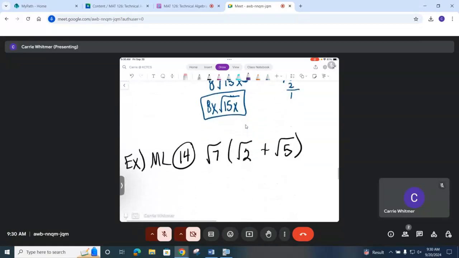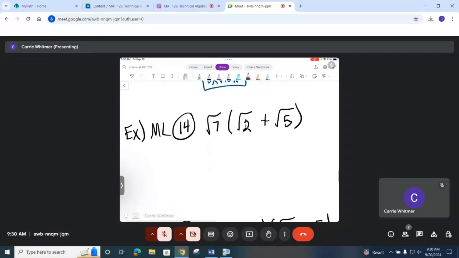Okay, next, we're still multiplying, but you can see the problem looks a little different. This time we have a number in front of the parentheses. So what do we usually do when we have a number in front like that? Yeah, use the distributive property since we have addition right here. So radical 7 times radical 2. Well, both of those are under a square root, so I can multiply those together to get radical 14. Then I'm going to add, and what's radical 7 times radical 5?